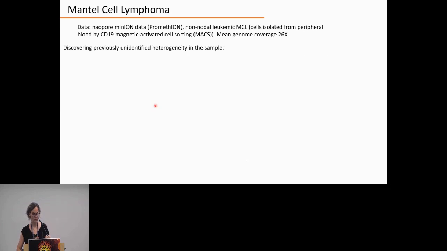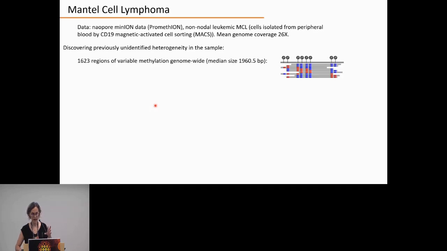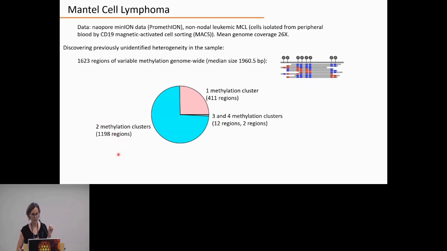So what about now discovering new, previously unidentified heterogeneity in the sample? I told you that initially in the algorithm, we need to select the regions that we are going to look at. And in that specific data set, we selected around 1,600 regions that were CpG dense and had a lot of variation. From those regions, 1,200 of them had 2 methylation clusters discovered.